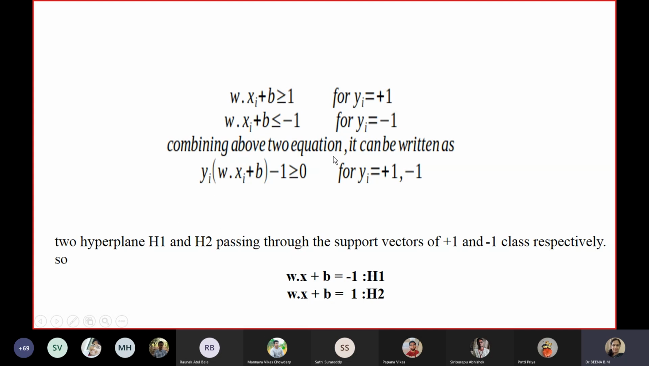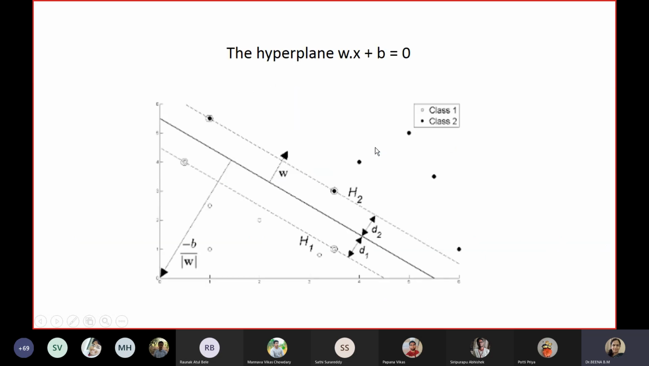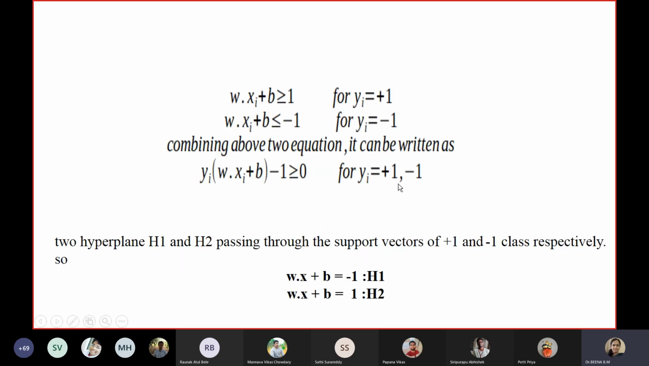These two values represent the values of the hyperplanes. We have two hyperplanes, H1 and H2. H1 is passing through the support vector +1 and H2 is passing through the support vector -1 respectively. So if we combine these two equations, we get y, the output label, into (w dot x1 plus b) minus 1, which should be greater than or equal to 0. This equation holds good for y equal to yi, the output label +1 or -1.